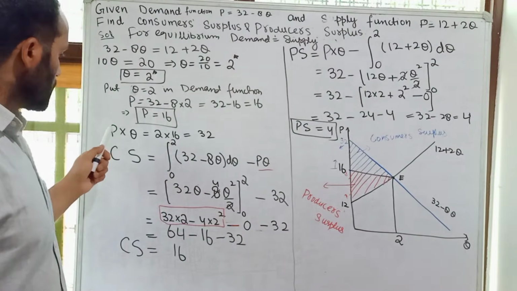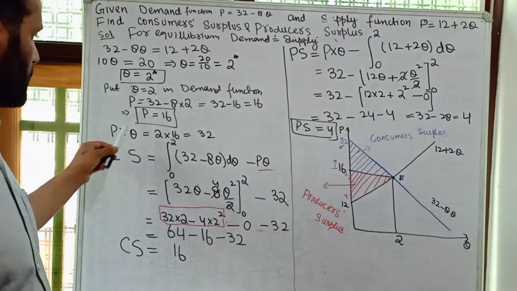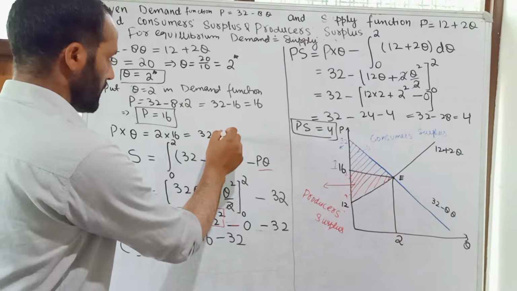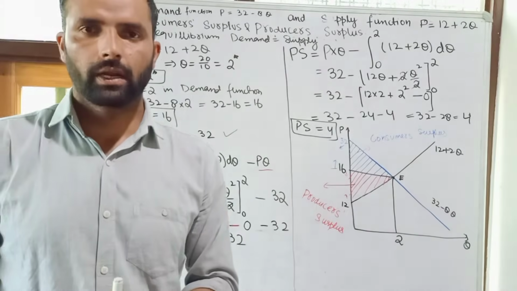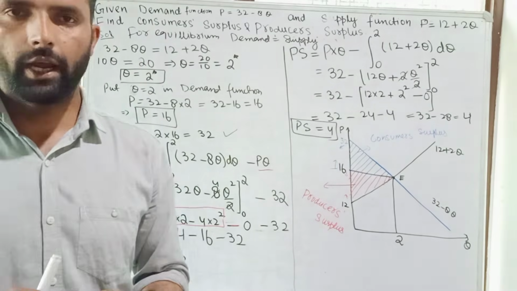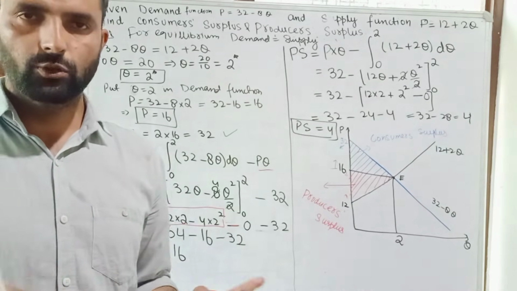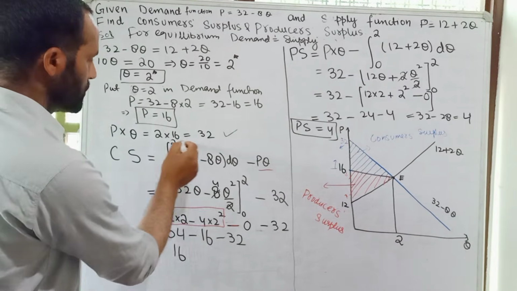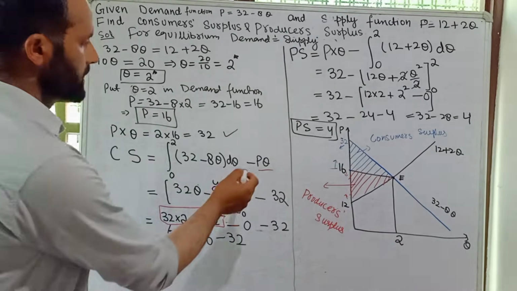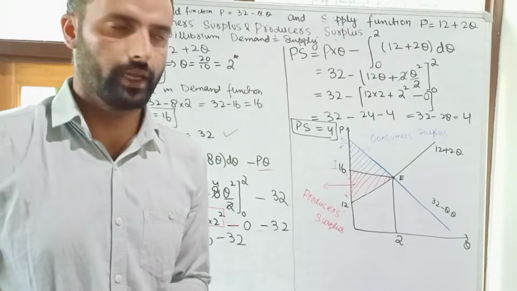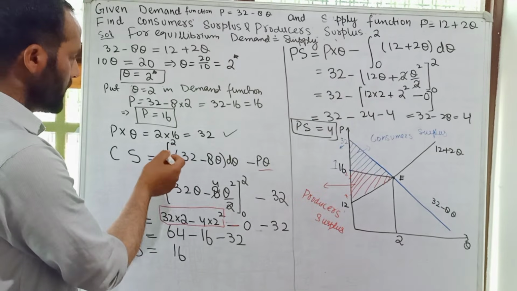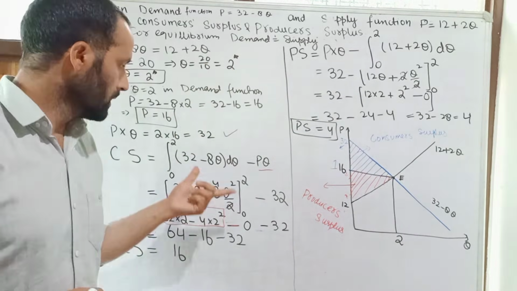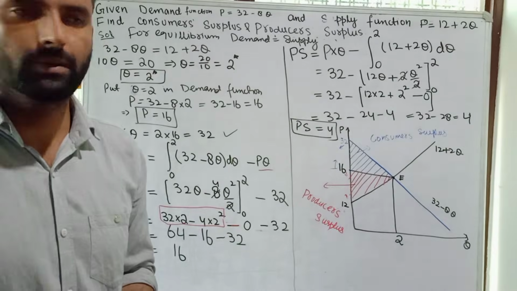Now we have to find the total expenditure. This total expenditure is P into Q, that is 2 into 16, which equals 32, which we have calculated here. Now, consumer surplus, as we know, is the difference between what consumers are willing to pay and what they actually pay. This is the portion that the consumers are willing to pay, and this PQ represents what they actually pay. That is, consumer surplus is the definite integral from 0 to the equilibrium quantity of the demand function with respect to Q, minus the total expenditure, that is PQ.